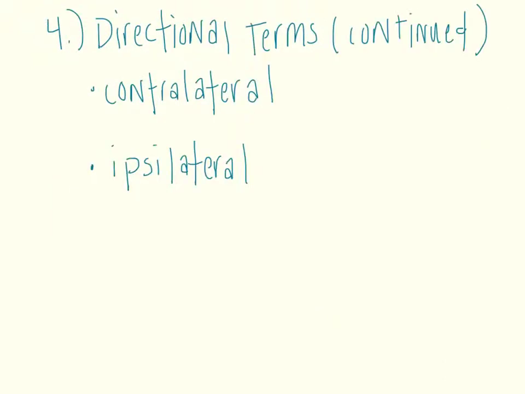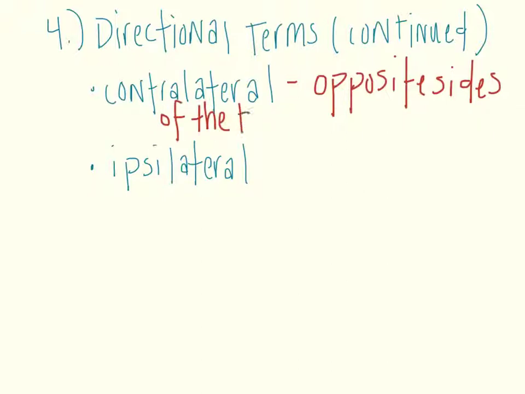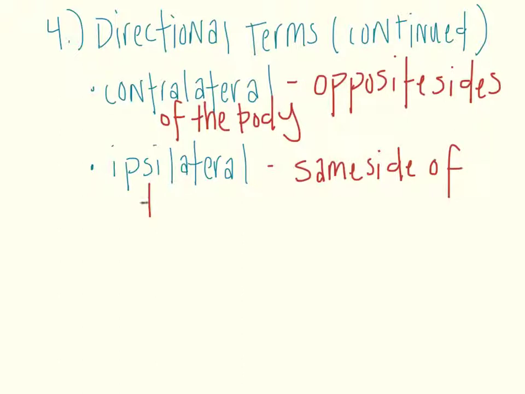The other two terms that you need to be sure you know are contralateral and ipsilateral. So contralateral means on opposite sides of the body. And then ipsilateral means the same side of the body. So I could say that my left leg and right arm are contralateral, or I could say my left leg and my left arm are ipsilateral. So same side of the body is ipsilateral. Contralateral means opposite sides of the body.